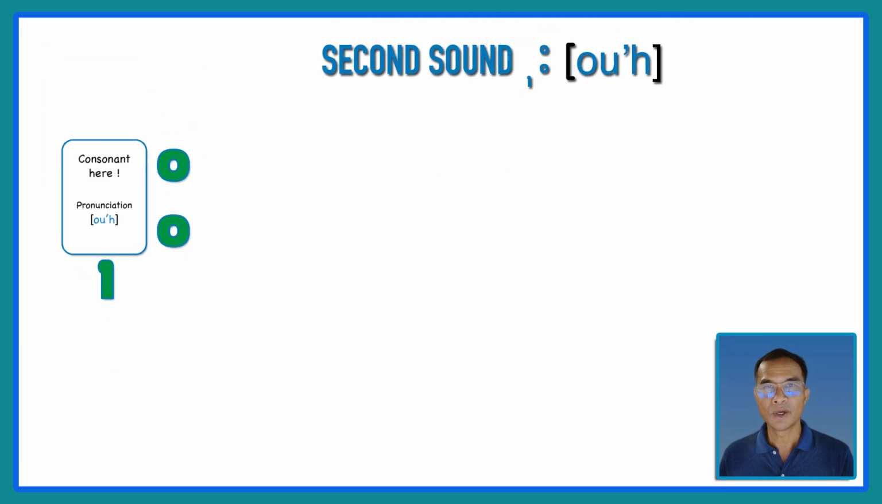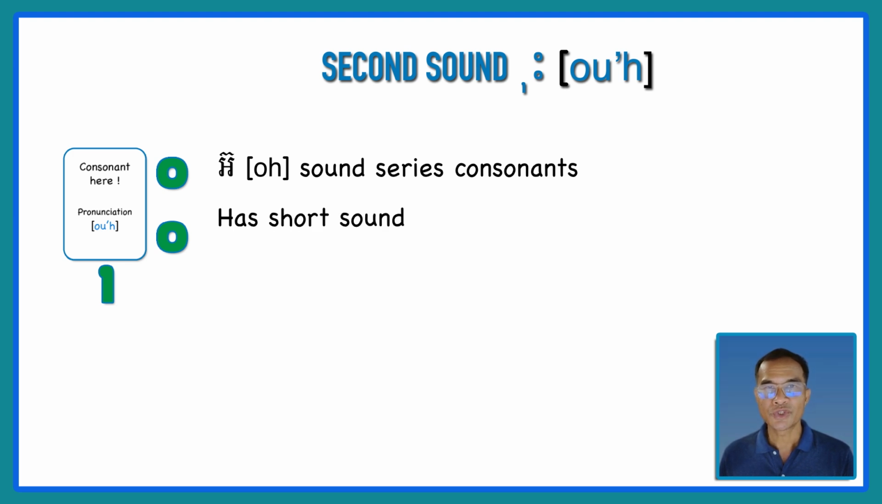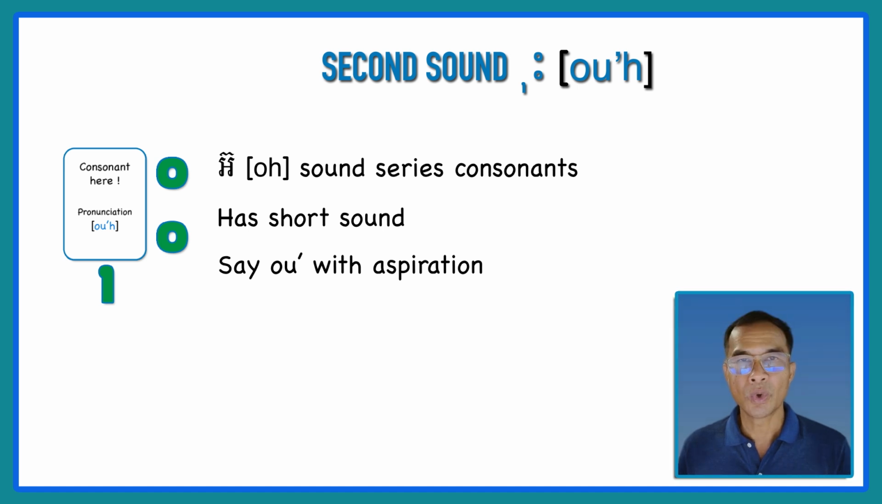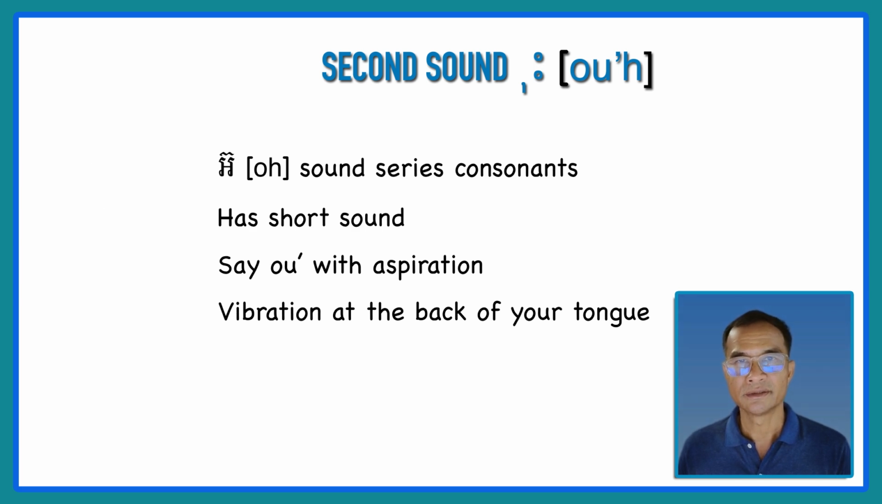The second sound of this vowel is U. U is used with all sound series consonants. U has a short sound. Say U with aspiration while you pronounce this vowel. U. You should feel vibration at the back of your tongue.